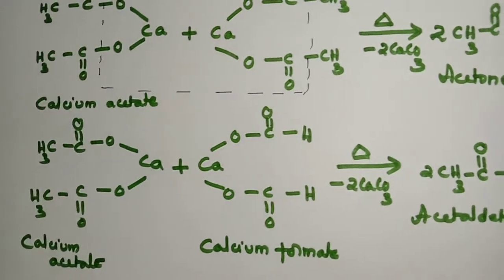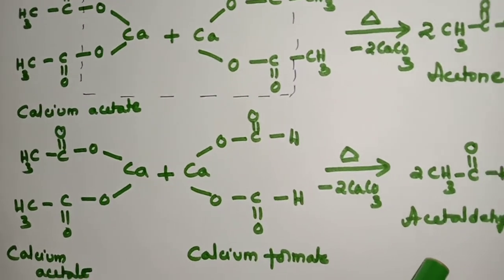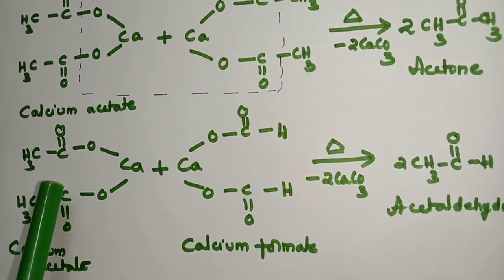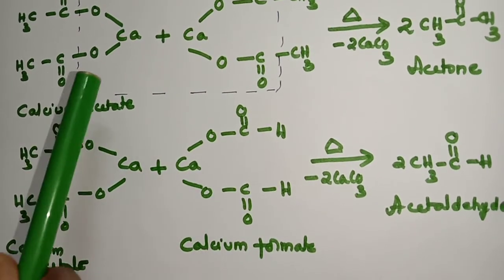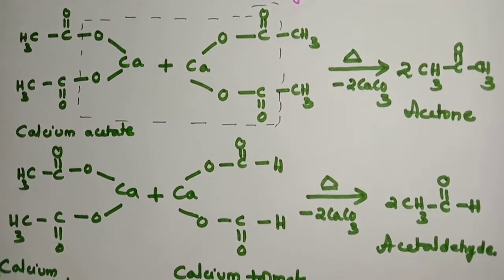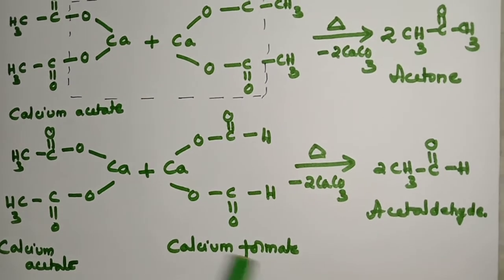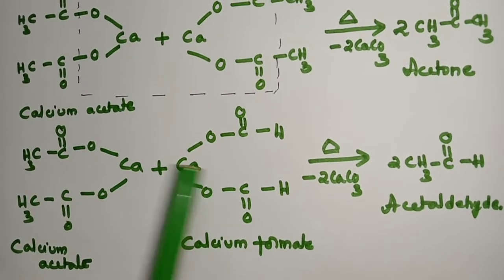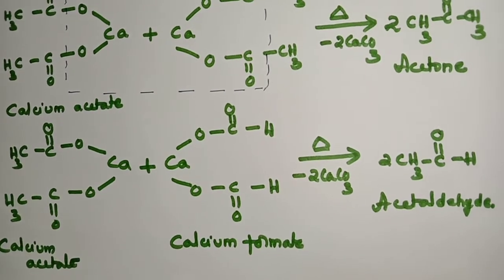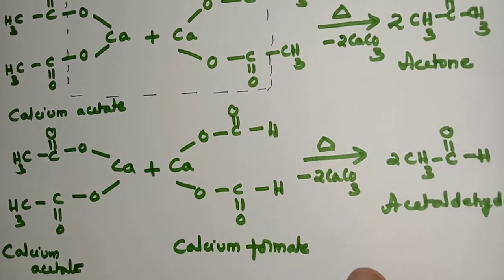In this way you can prepare ketones and aldehydes by changing the calcium salts of carboxylic acids. If you take two molecules of calcium acetate, we get acetone. If we take one molecule of calcium acetate and one molecule of calcium formate, by distilling these two, we get two molecules of acetaldehyde. This is the fourth method.